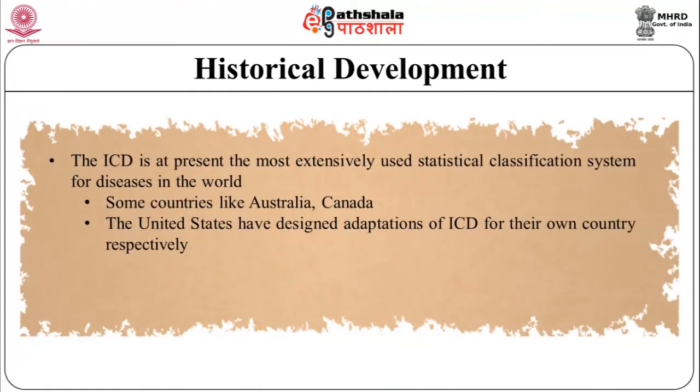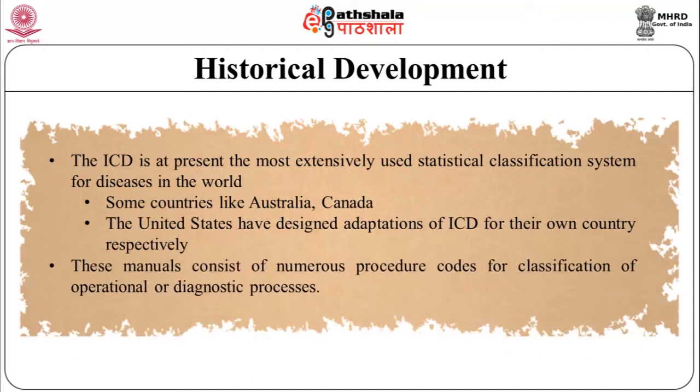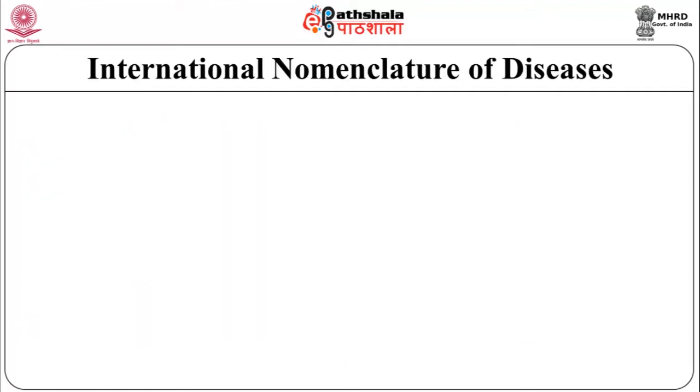The ICD is at present the most extensively used statistical classification system for diseases in the world. Some countries like Australia, Canada, and the United States have designed adaptations of ICD for their own country respectively. These manuals consist of numerous procedure codes for classification of operational or diagnostic processes.